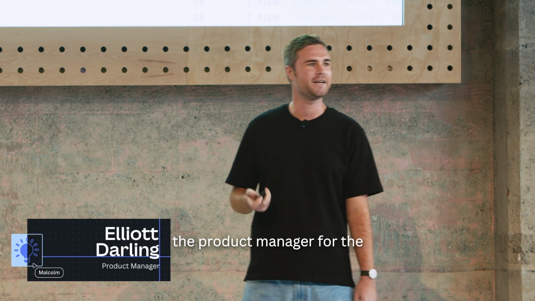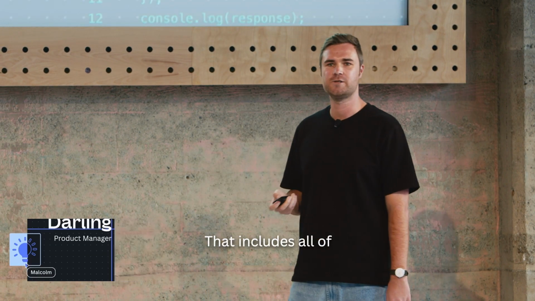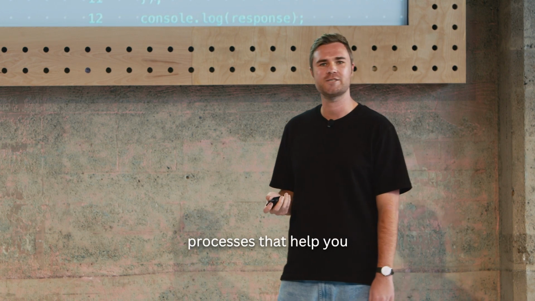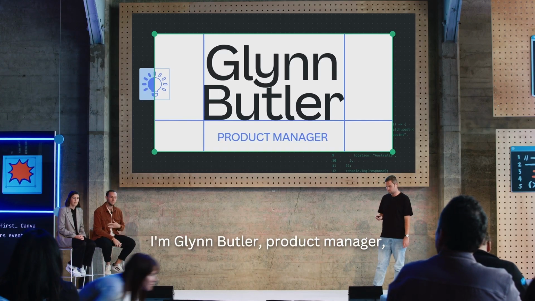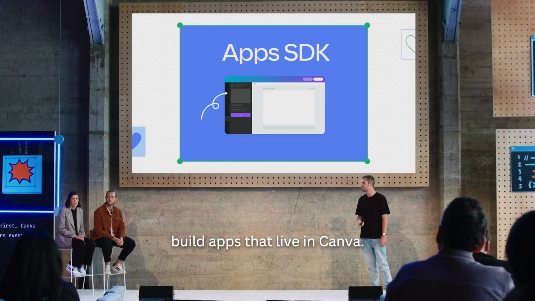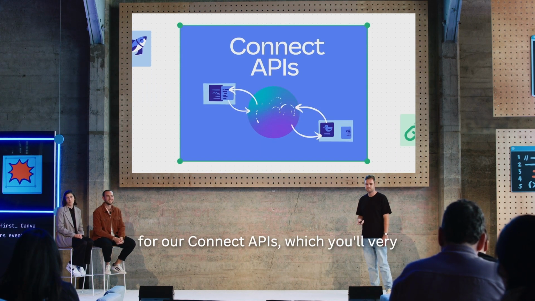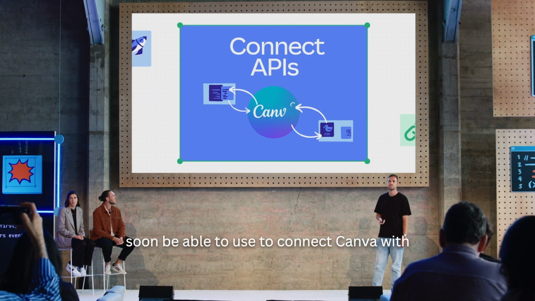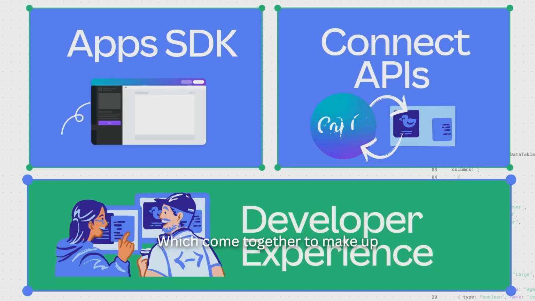My name's Elliot Darling, the Product Manager for the Canva Developer Experience. That includes all of the tools, guides, and processes that help you get your apps released. I'm Glenn Butler, Product Manager, focused on building the APIs that you can use to build apps that live in Canva. And I'm Sarah Carrigan, Product Manager for our Connect APIs, which you'll very soon be able to use to connect Canva with any other tool to sync designs, assets, comments, and more. Which come together to make up our Canva Developer Platform.